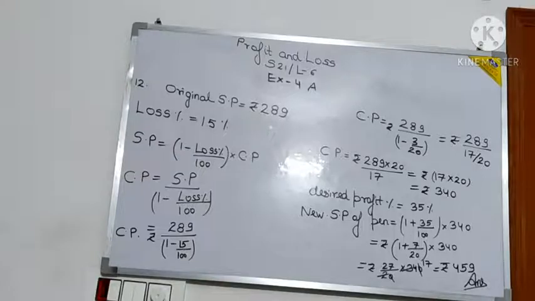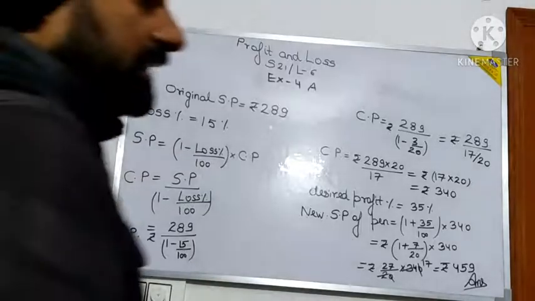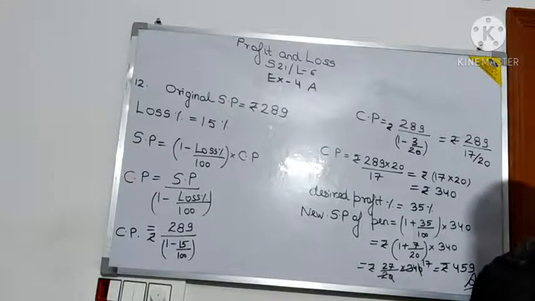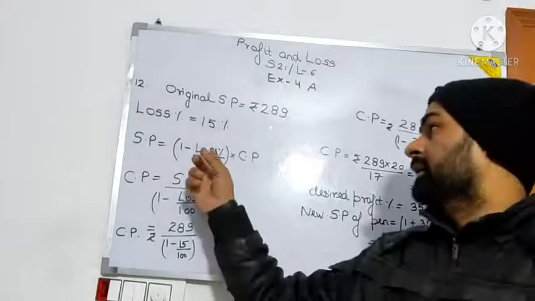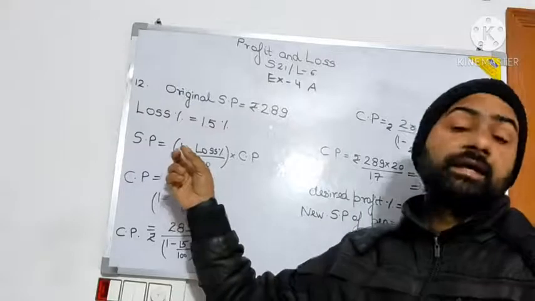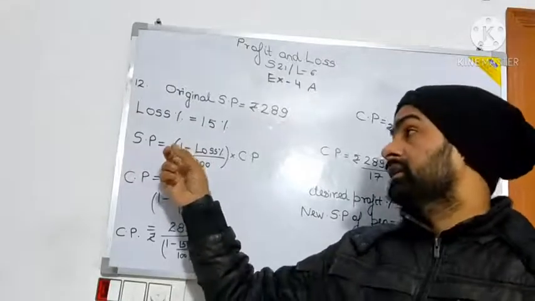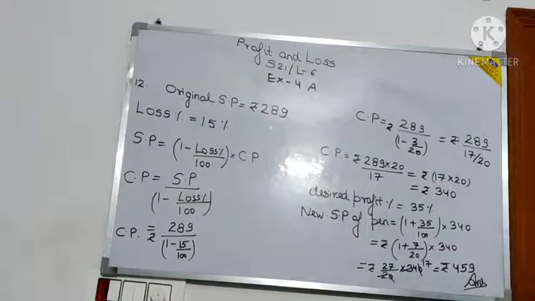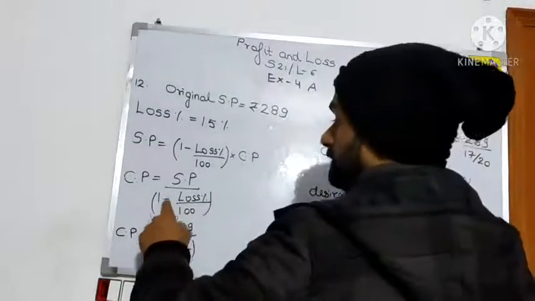1 minus loss percent. In the book, R percent is given. I am not using R percent because R is profit or loss, and there will be a problem. So that's why I am using loss percent, so a minus will be there. Had there been a profit, I would have written here 1 plus profit percent by 100. So using that, what we have got is CP equal to SP upon 1 minus loss percent.